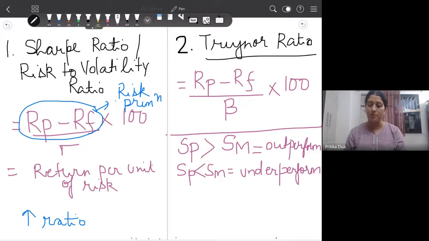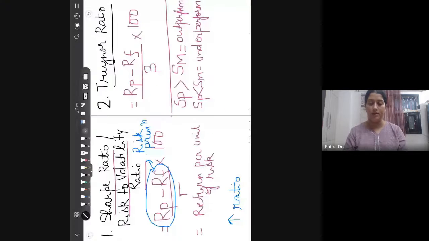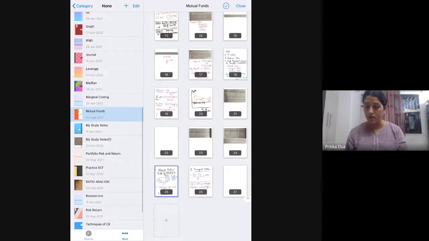Okay, the concept will be more clear. We'll move to a practical question. But prior to that, if there is any question, any doubt, please ask. Is this clear? Beta is clear. Standard deviation, total risk. Okay, then I'll move to a question on calculation of Sharpe and Treynor ratio.